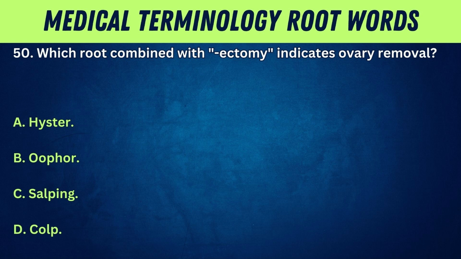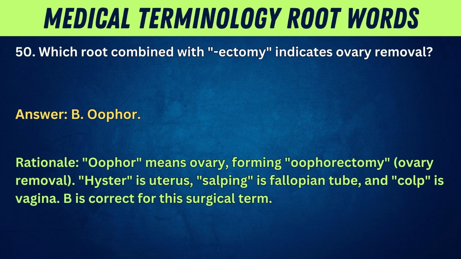A is correct. 50. Which root combined with ectomy indicates ovary removal? A. Hyster. B. Oophore. C. Salping. D. Colp. Answer: B. Oophore. Rationale: oophore means ovary forming oophorectomy, ovary removal. Hyster is uterus, salping is fallopian tube, and colp is vagina. B is correct for this surgical term.